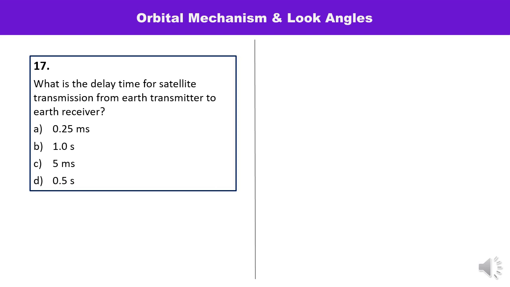Question number 17 is, what is the delay time for satellite transmission from the Earth's transmitter to the Earth's receiver? Means from transmitter towards the satellite and then from satellite towards the receiver. So the delay time is 0.5 second. D is the correct option.